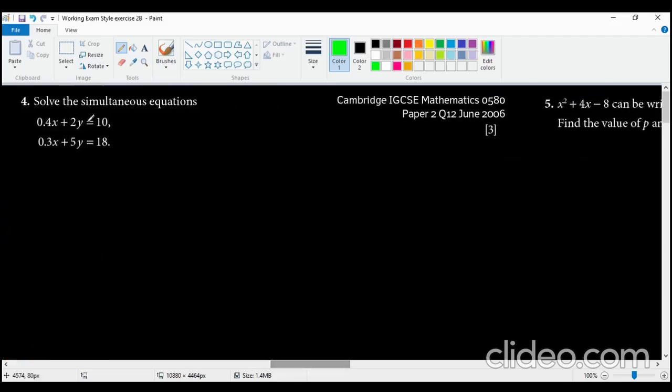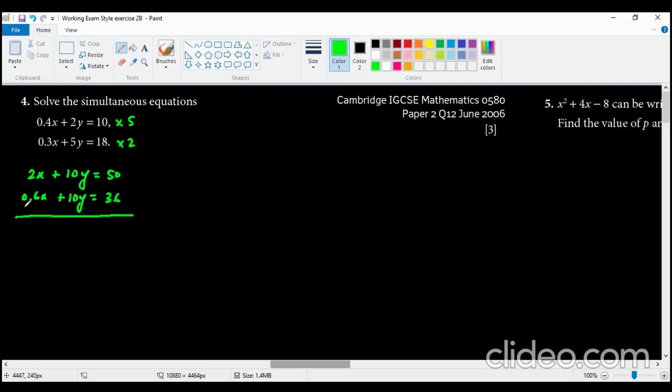In here, as x values are in decimal, I will go for eliminating y. I will multiply this equation by 5 and this equation by 2. So this is going to give us 2x plus 5 times 2 is 10y. This is giving us a 50, and this is going to give us 0.6x, and 2 times 5 is 10y, and 18 times 2 is going to give us a 36.